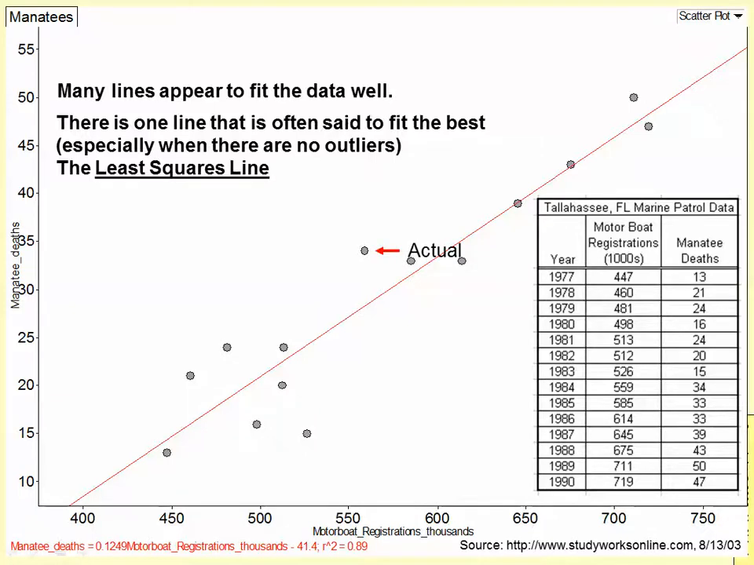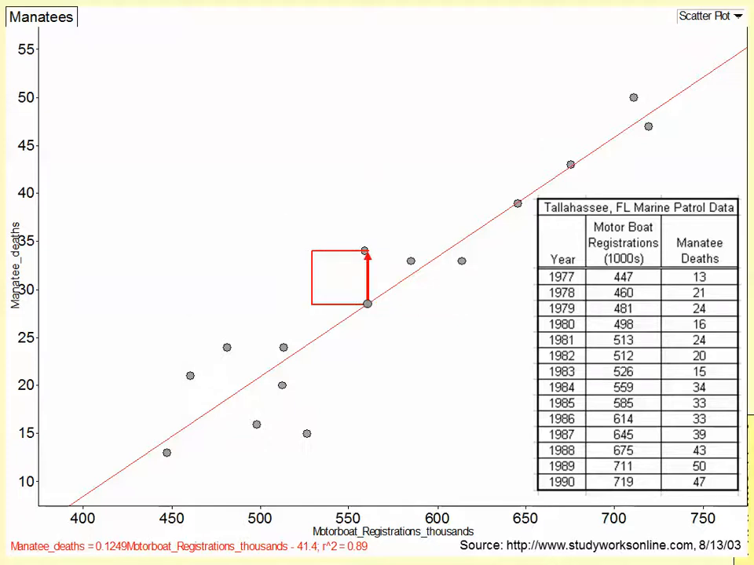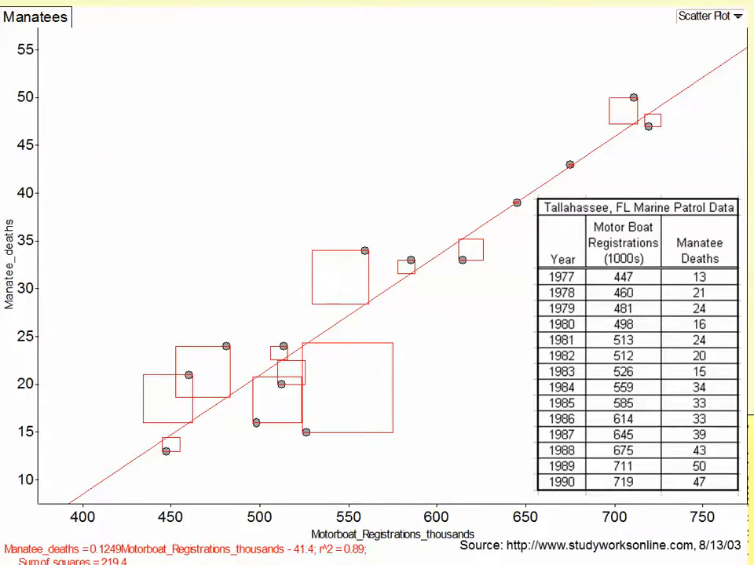So let's pick arbitrarily one actual point and directly below it the predicted point, predicted by the model. As we learned before, that is the error or residual. So if we draw a square and look at its area, the area of that square is equal to error squared. Every point has an associated square which represents the error squared for that particular data point.